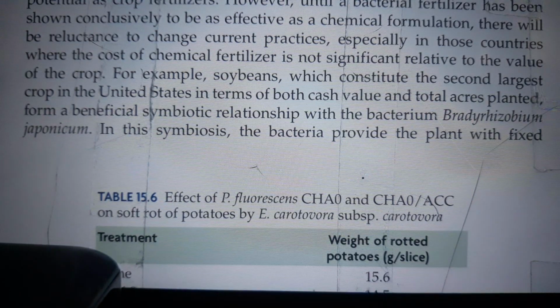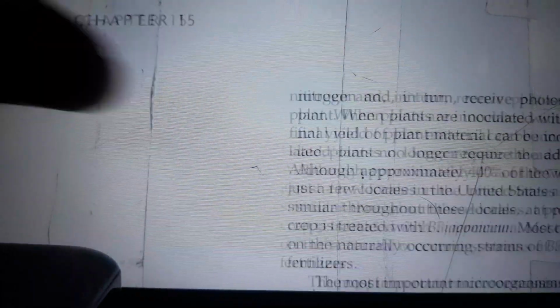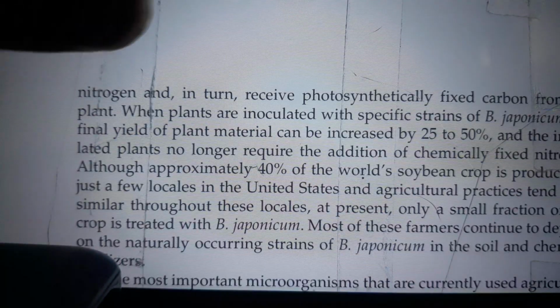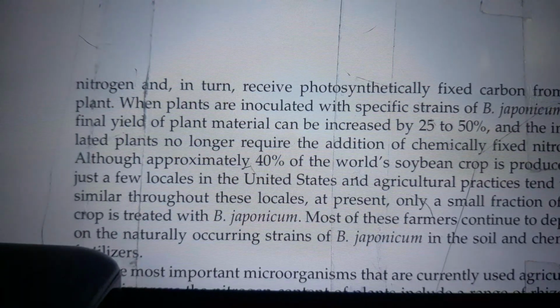For example, soybeans, which constitute the second largest crop in the United States in terms of both cash value and total acres planted, form a beneficial symbiotic relationship with the bacterium Bradyrhizobium japonicum. In this symbiosis, the bacteria provide the plant with fixed nitrogen and in turn receive photosynthetically fixed carbon from the plant.